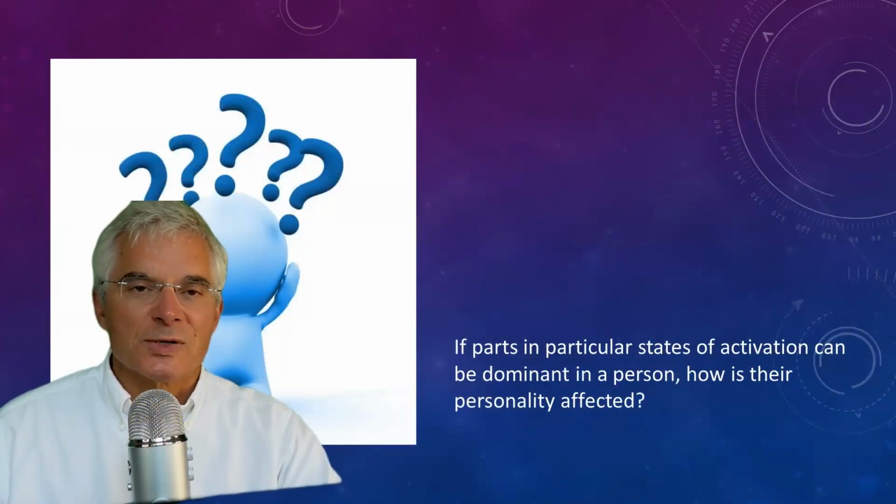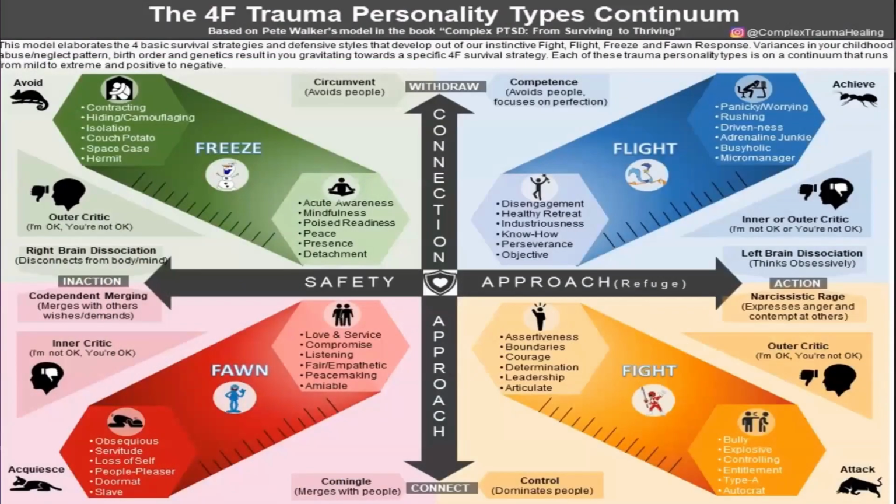If parts in a particular state of activation are dominant in a person, how does that affect their personality? Trauma can give rise to the 4F personality types. The 4Fs are fight, flight, freeze, and fawn. A person with unresolved trauma may experience any of these states of activation occasionally or frequently. These states become part of their personality.